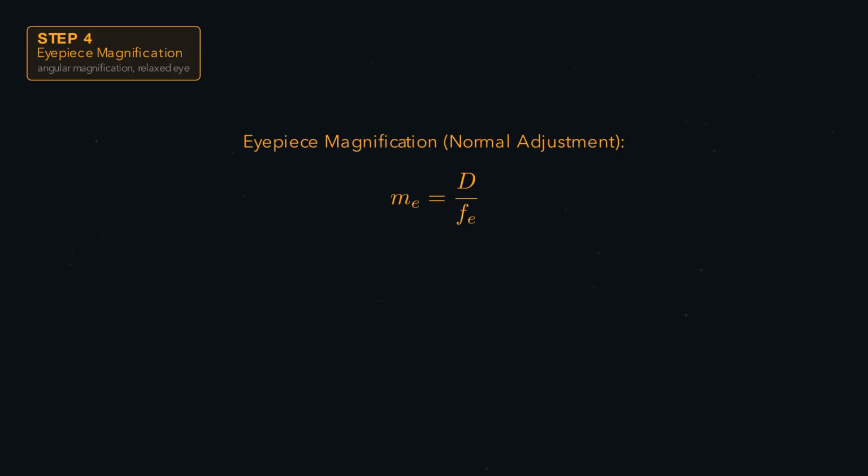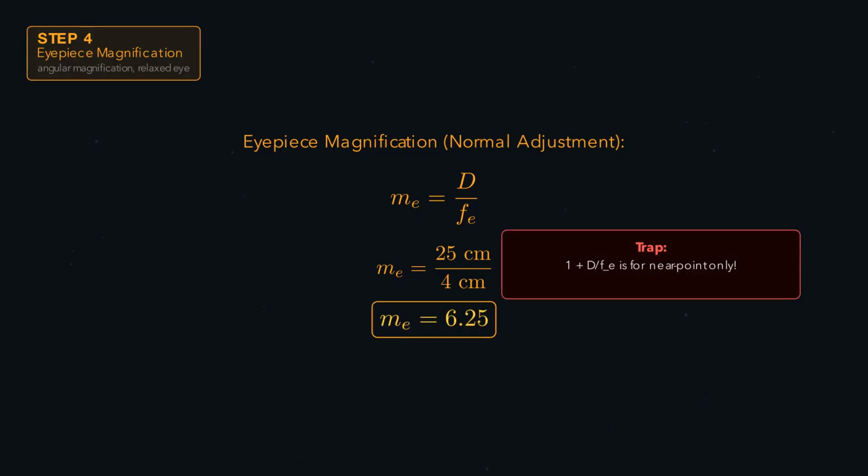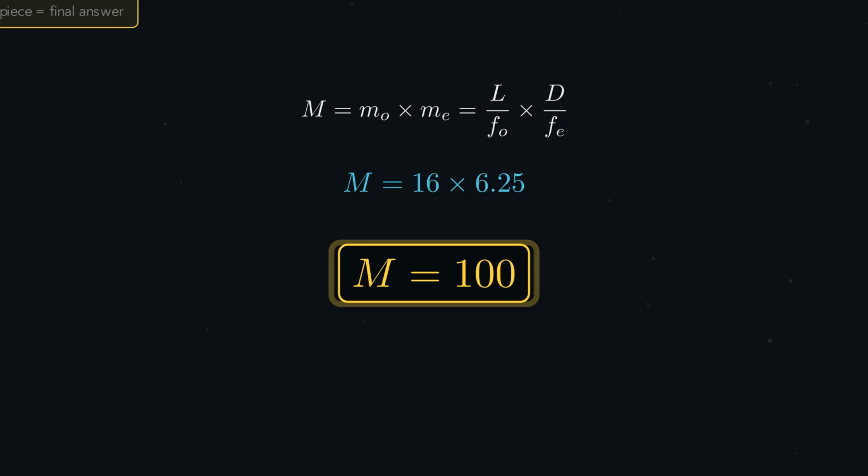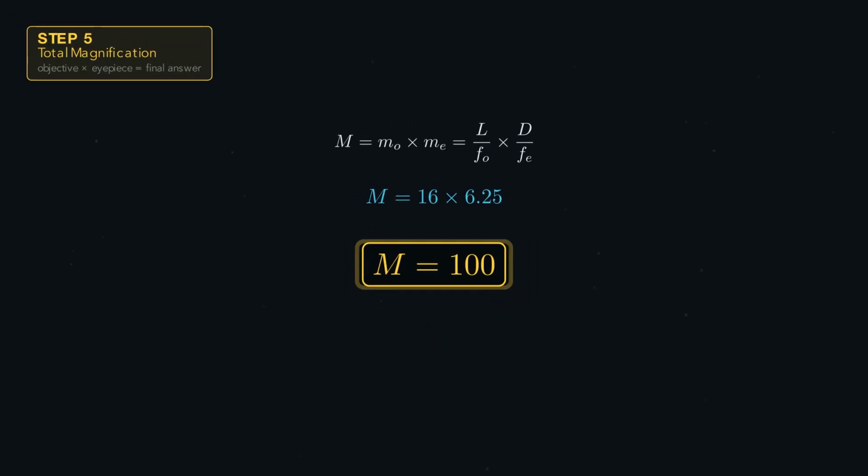D is 25 centimeters, FE is 4 centimeters, giving 6.25 times. Notice we use D over FE here, not 1 plus D over FE, because that formula is for near point adjustment, not normal. 16 times 6.25 gives exactly 100. The total magnification is 100.